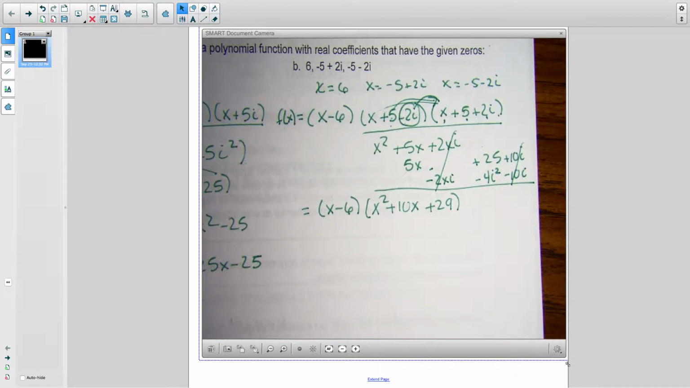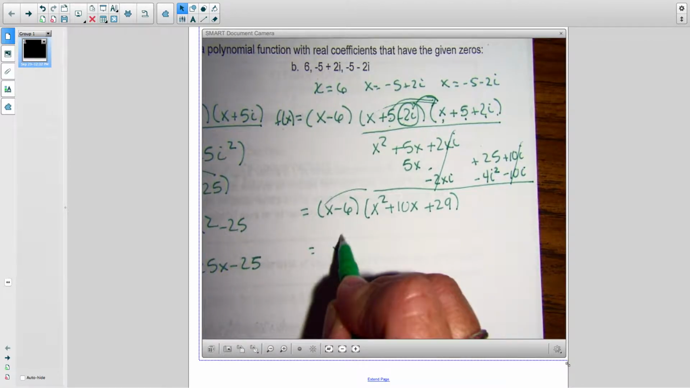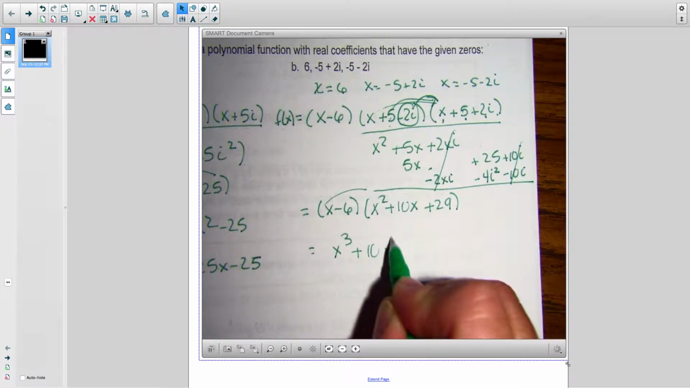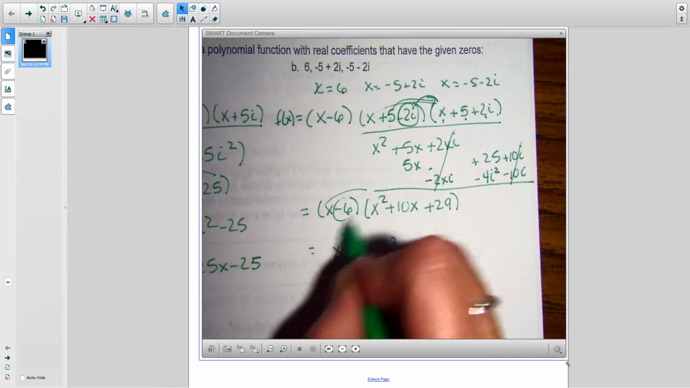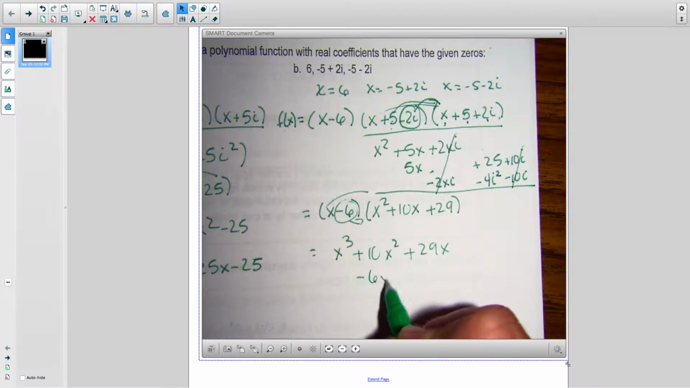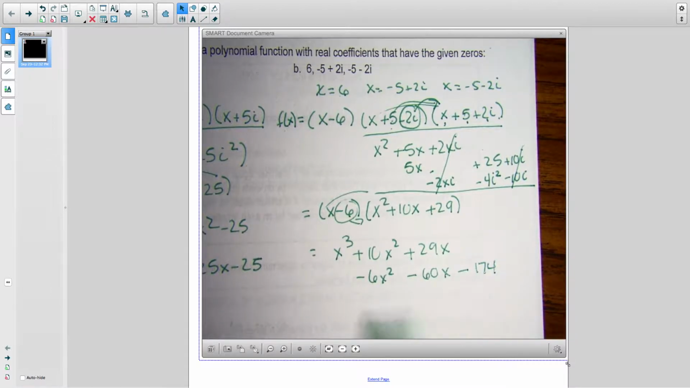Now what? Are you done? No, what are we going to do next? Distribute the x. Distribute the x through. So x cubed plus 10x squared plus 29x, and then distribute the negative 6. Add straight down.